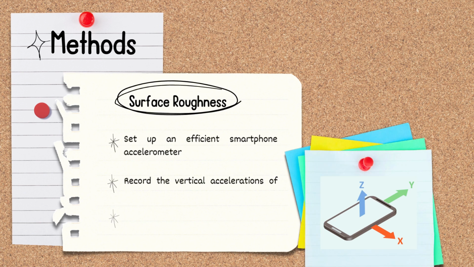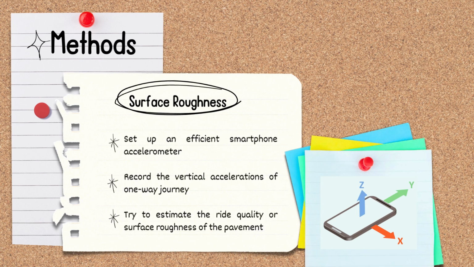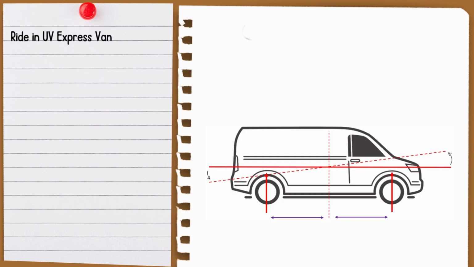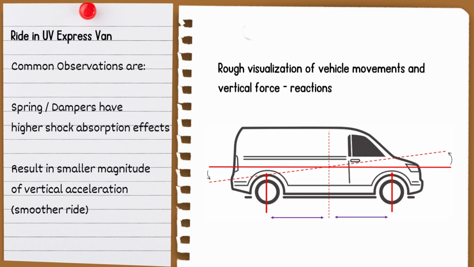Set up an efficient smartphone accelerometer. Record the vertical accelerations of one-way journey. Try to estimate the ride quality or surface roughness of the pavement. Ride in a UV express van. Common observations are: springs or dampers have higher shock absorption effects. This results in smaller magnitude of vertical acceleration, resulting in smoother ride.